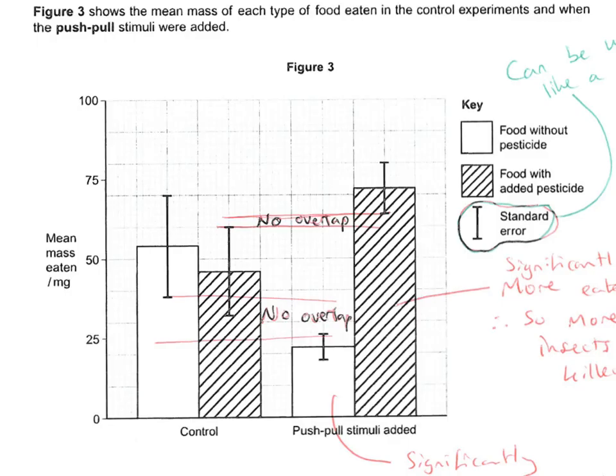So in the control experiment here, where there isn't a push-pull added, so it's the same sort of plants that they'll be using but without a push and without a pull, we can see there is overlap between here and there, so it means that there's no significant difference. Whereas when the push-pull stimulus are added, there is a significant difference between the push plants and the pull plants.